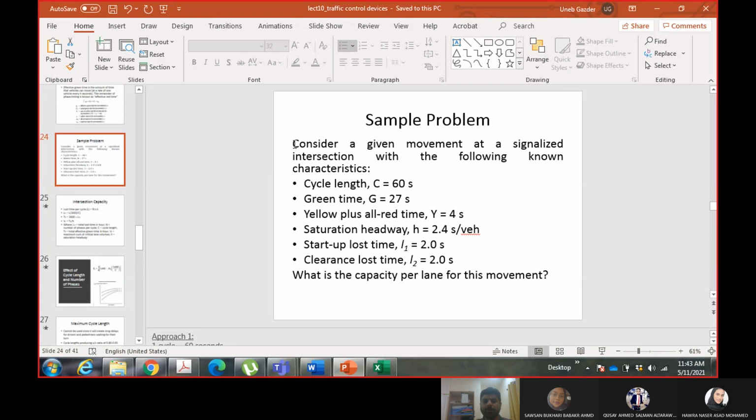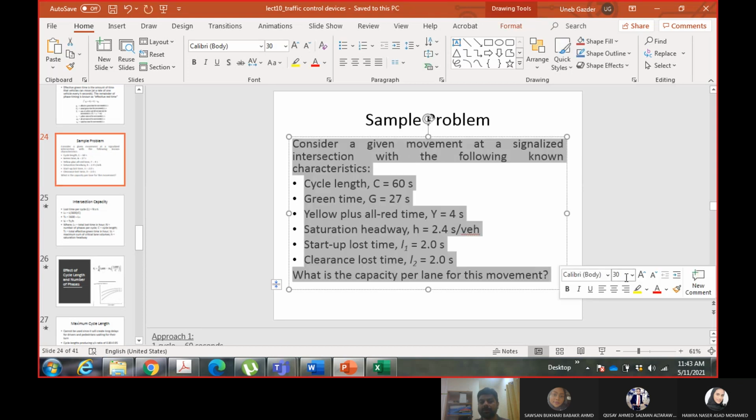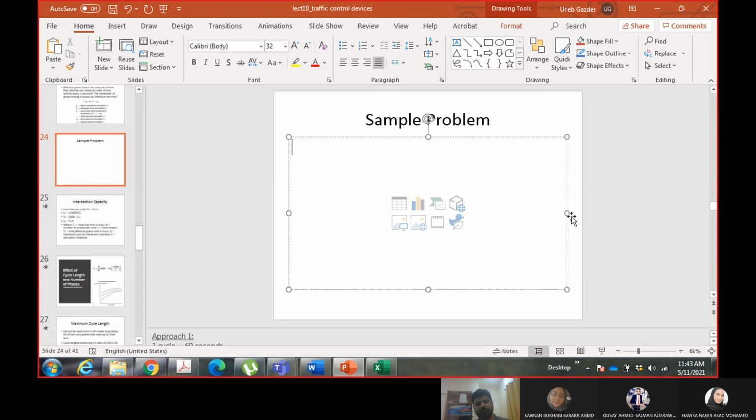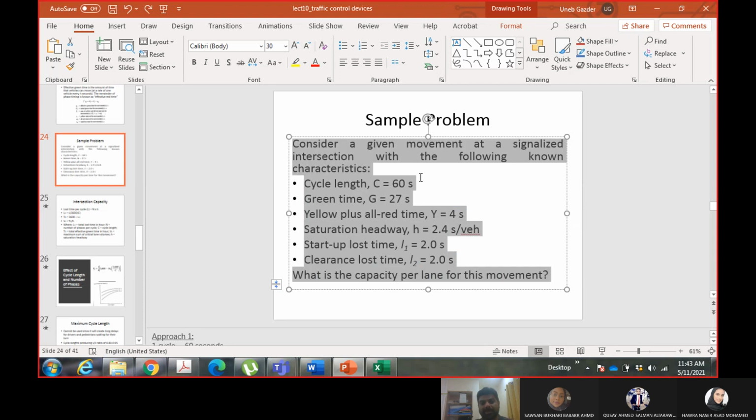We have this example for one movement of a signal, and these are the characteristics which are given. The signal has a cycle length of 60 seconds. Cycle length means the time to complete all the indications, right? The green time for that movement is 27 seconds. Yellow plus all red time for that movement is 4 seconds. Saturation headway is 2.4 seconds per vehicle. Startup loss time L1 is 2 seconds, and clearance loss time L2 is 2 seconds.